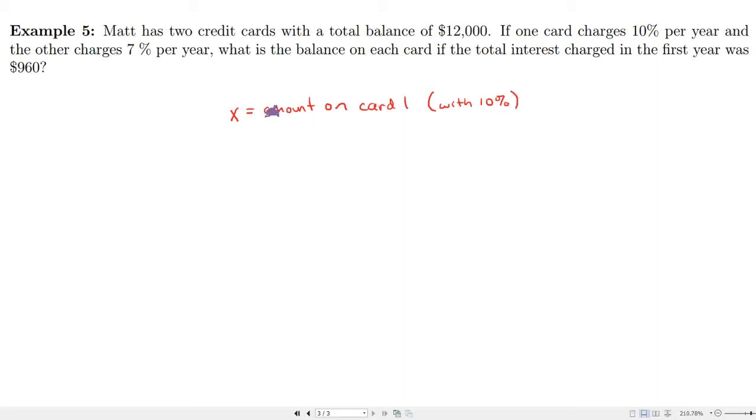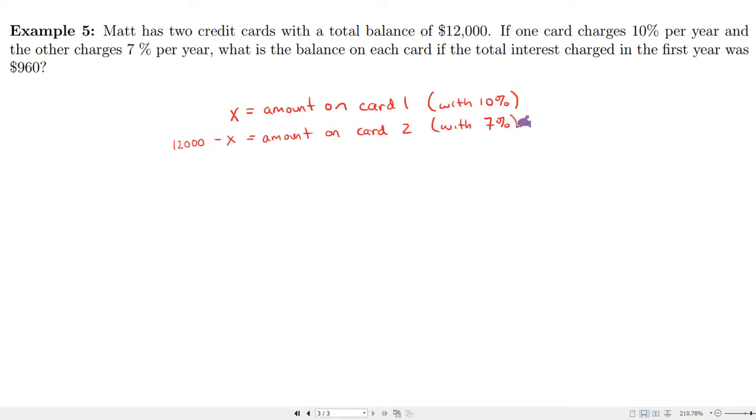But again, we could have started with card 2. The point of this is that once I say that the amount on card 1 is X, how much do we have on the second card? Well, we're told at the beginning that the total balance on the 2 cards is $12,000. So then this means that $12,000 minus X will be the amount on the other card. The other card had 7%.